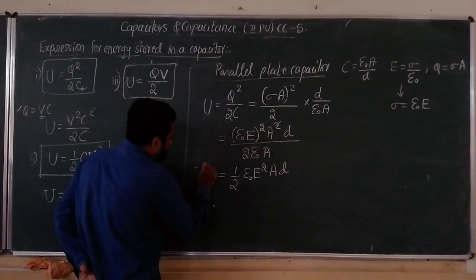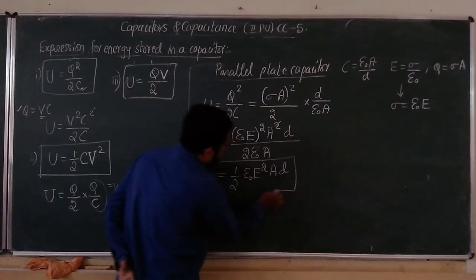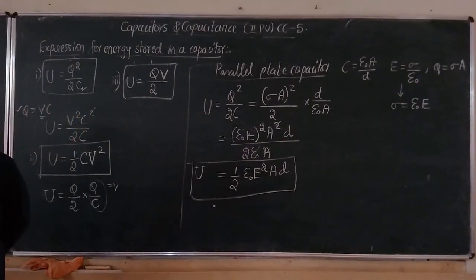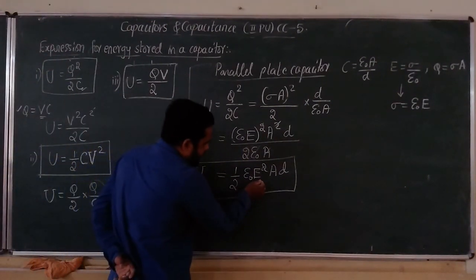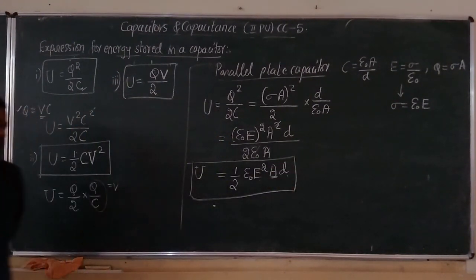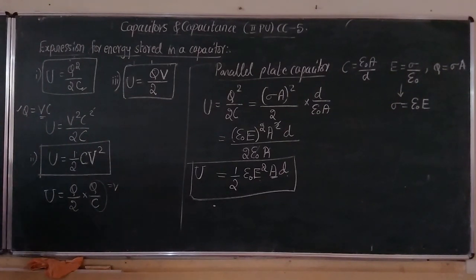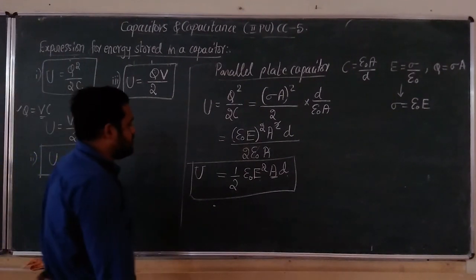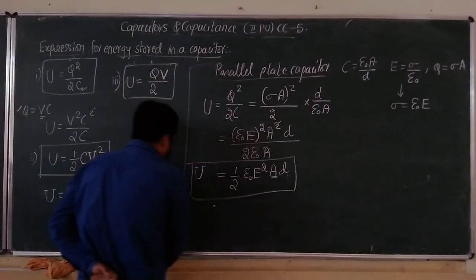So U, the expression for energy stored in a parallel plate capacitor in terms of electric field and dimensions, that is area of each plate and separation between the plates: half into epsilon naught into E square into A into D. That is the expression for energy stored in a parallel plate capacitor.